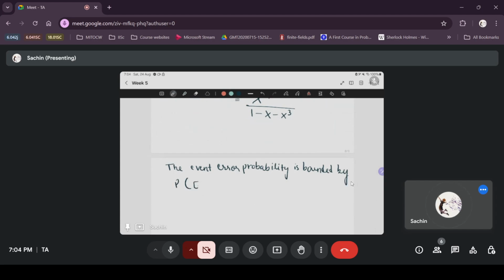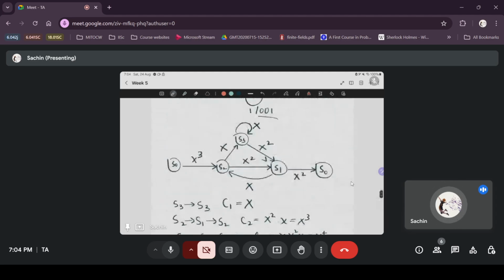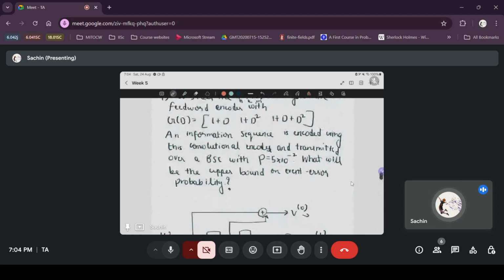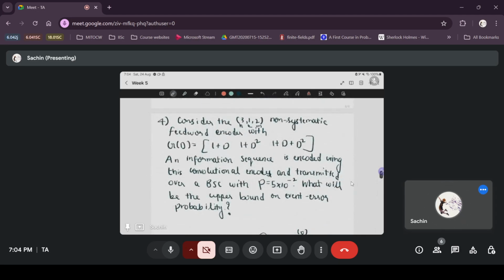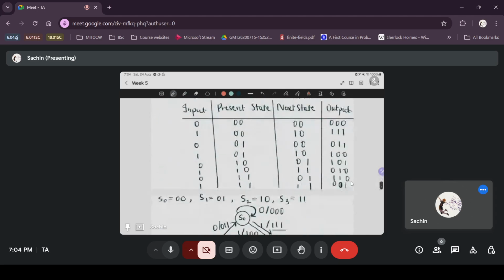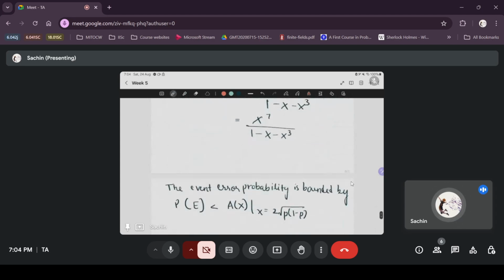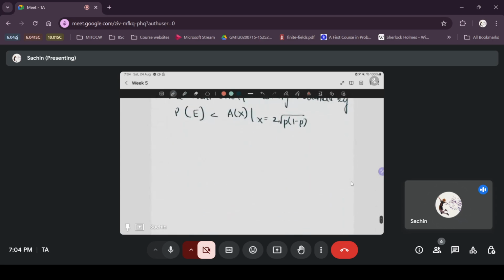P of E is less than A of x, where x is 2 into root of P into 1 minus P. So this P is the crossover probability of the binary symmetric channel. So this is for the binary symmetric channel, and the value for P they have given is 5 into 10 power of minus 2. So you have to plug in the numbers. I don't know if they'll let you use a calculator in the exam. Hopefully they do.